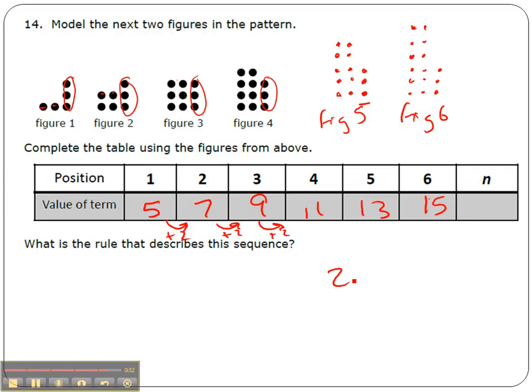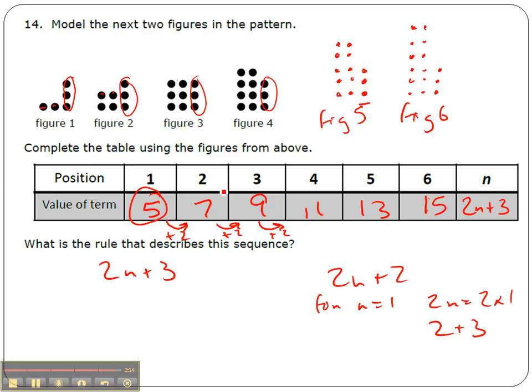So we start our rule with 2n, and then we check the rule. For n equals 1, 2n would equal 2 times 1, or 2, but our first term is 5, so we must need to add 3 to that and add 3 to our rule. 2n plus 3. Then check it for n equals 2. 2n plus 3, 2 times 2 plus 3, 4 plus 3 equals 7, and it does. So the rule is good.